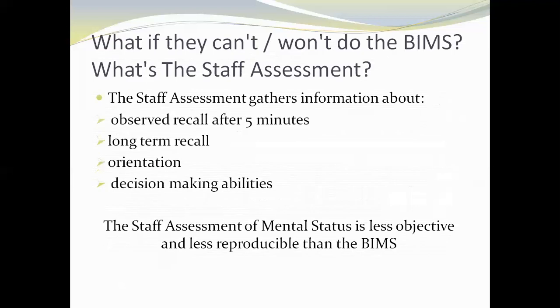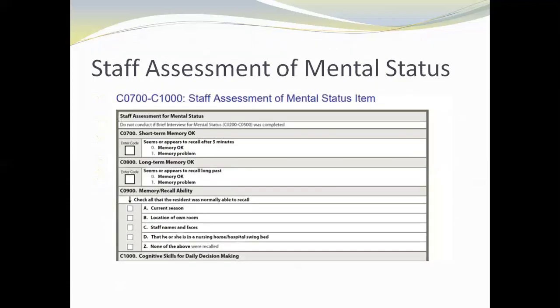So what to do if they can't or they won't do the BIMS, if they won't participate or they can't? We do the staff assessment. And that is actually an informal tool, but it is a bit regulated through CMS. It's going to gather information about observed recall after 5 minutes, long-term recall, orientation, and some general decision-making abilities. It's going to be way less objective and less reproducible than the BIMS. So again, the BIMS is the preferred test, but the staff assessment is the fallback test.